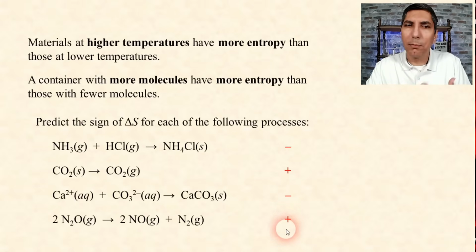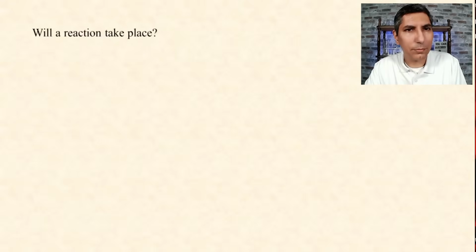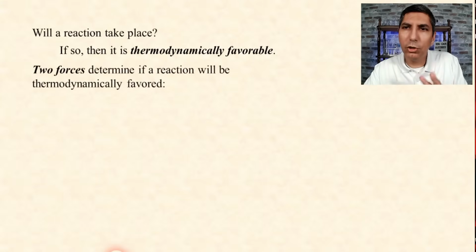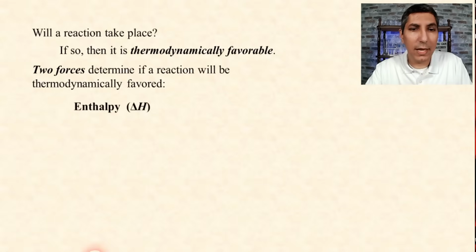So you should be able to predict the signs of delta S just by looking at a chemical reaction for pretty much every reaction that you could encounter. Now, will a reaction take place? Well, when you answer that question, you're saying if a reaction is thermodynamically favorable. Now, as we think about this, there are basically two forces that are going to determine if a reaction is thermodynamically favored. The first one is enthalpy.